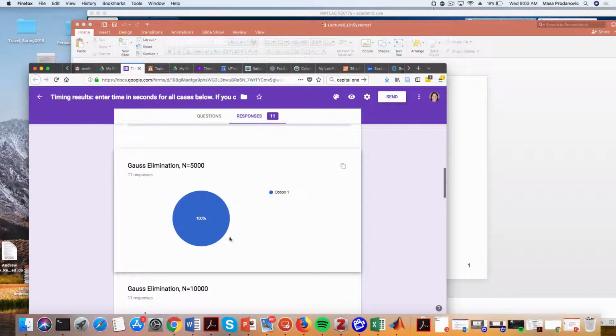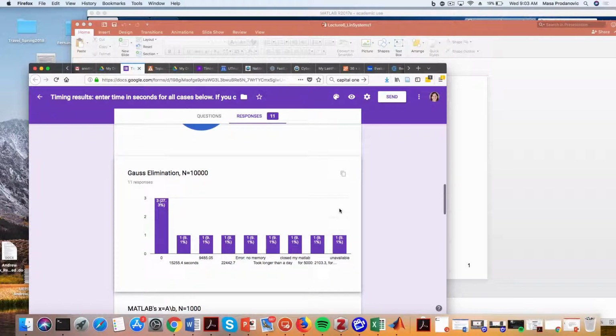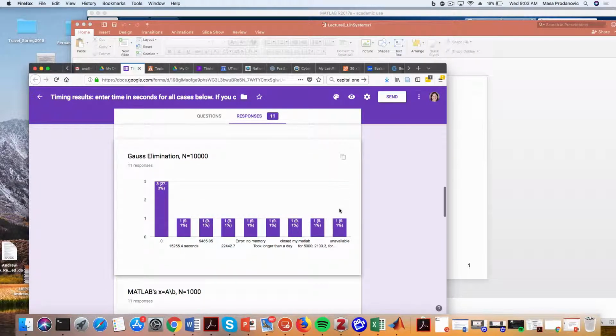Then this was my bad, sorry. It had multiple choice, which is one type of question you can have, and for some reason it did this. So there is some error, no memory, closed my MATLAB, unavailable, and so forth when you push the limits to 10,000. But for those that actually could push it through, it was between 10 and 20,000 seconds.